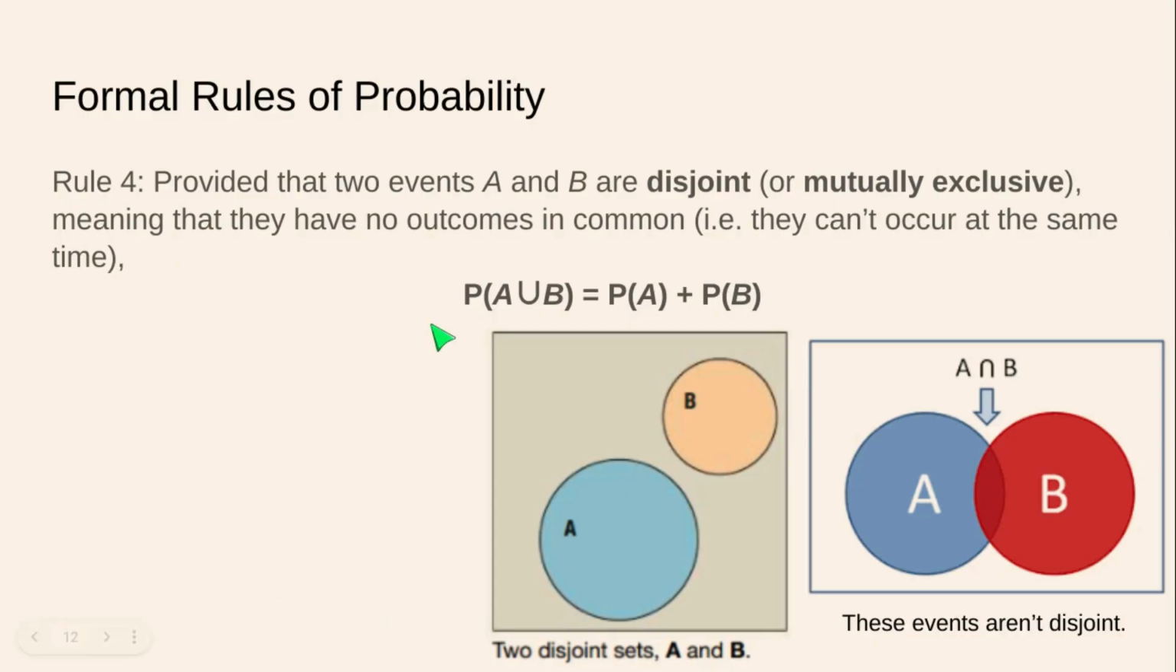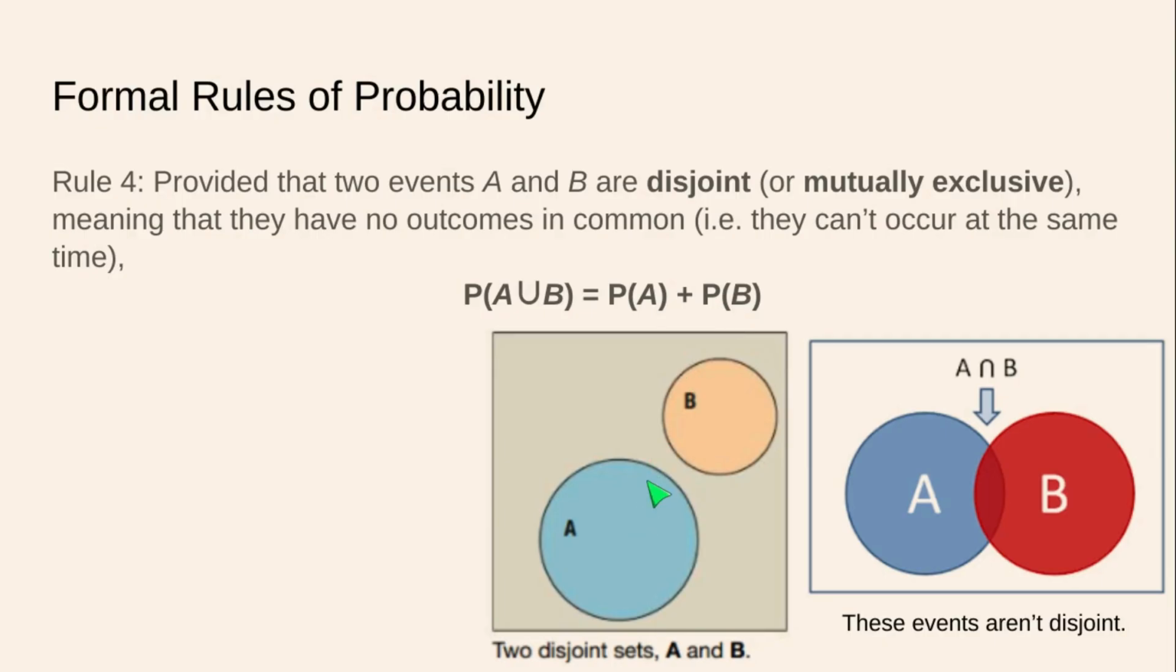The probability of A, what is that? Well, that means or. Probability of A or B, meaning that if either A happens or B happens, the event as a whole is satisfied. The probability of A or B happening is equal to the probability of A plus the probability of B.